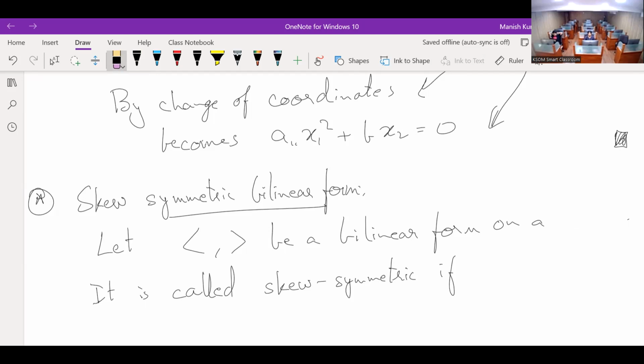Yeah, on a vector space V over a field F. A bilinear form is defined for a vector space over any field. Skew symmetric if the inner product (v, v) is 0 for all v in V.